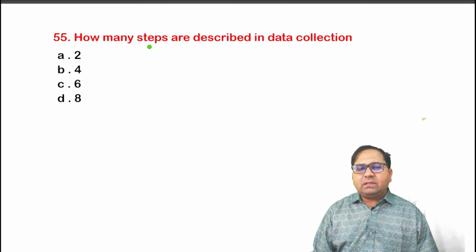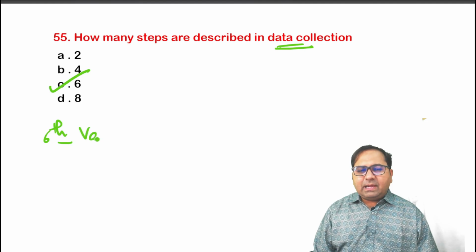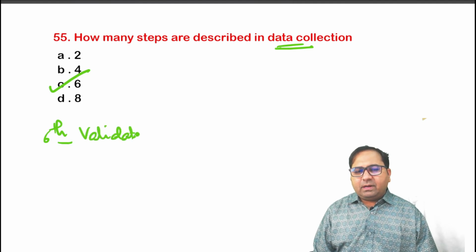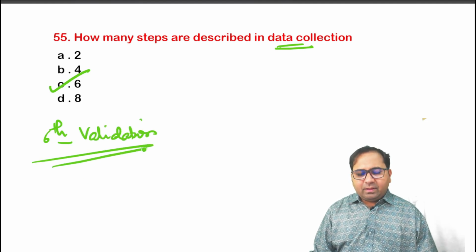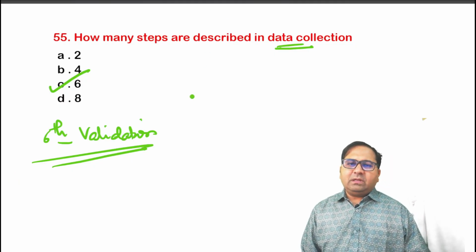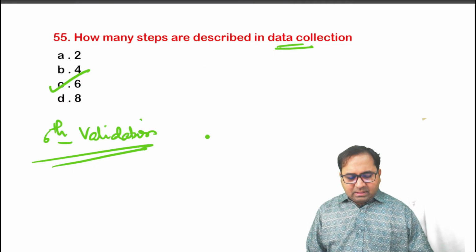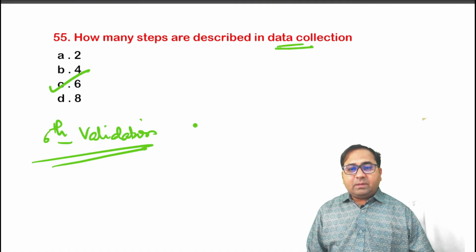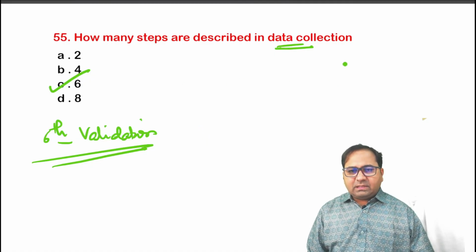Next, how many steps are described in data collection? 2, 4, 6 or 8? The answer is 6. Clear cut. And what is the name of the sixth step? It is validation. Okay. So with this we complete our discussion on the 16th chapter, on the data collection part, or the principles of data collection. Thank you.